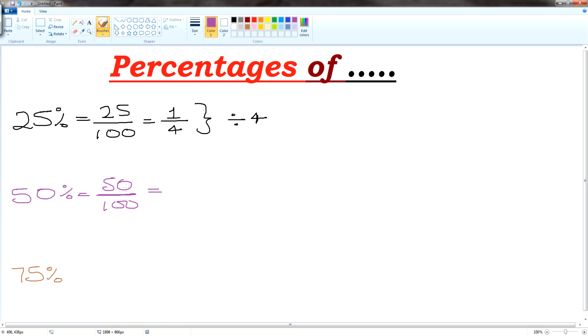Now, if you look at 50%, 50% means 50 out of 100. If we simplify that by dividing top and bottom by 50, we get a half. So 50% of anything is simply a half of something. And to work out half, what do we do? You have to divide it by 2. You halve it by 2.